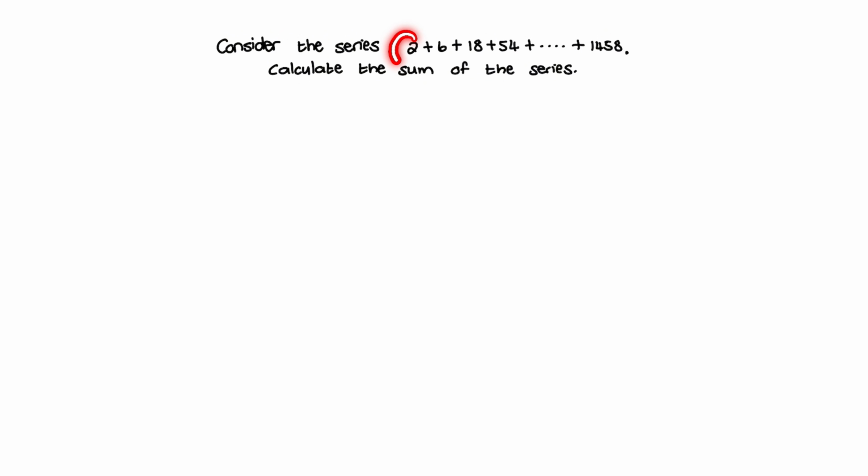The first thing that I notice is that between the first and second term, I'm adding 4. And between the second and third term, I'm adding 12. So I know that this is not arithmetic, so it doesn't have a constant difference between terms.